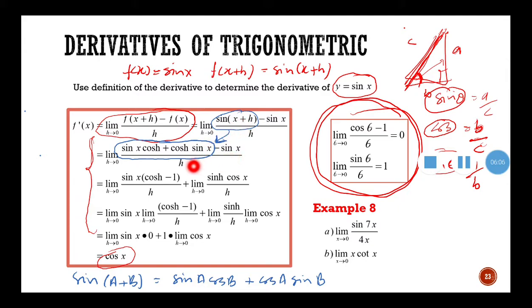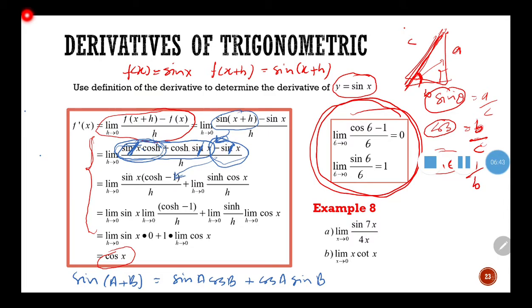minus sin x, over h. And then as you can see, we have a common term here. We have sin x here, we have sin x here, and we also have sin x here. So what we do here is I separate this into two terms. For the first term, I combine sin x cos h with sin x. Not this one and this one, but instead this one and this one.